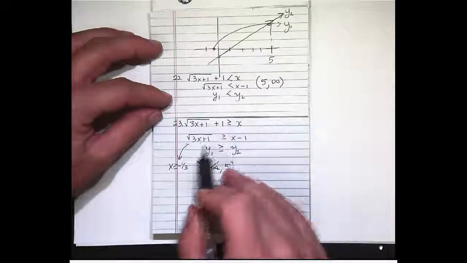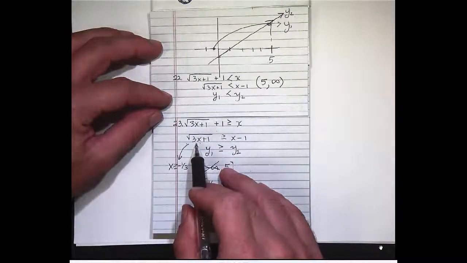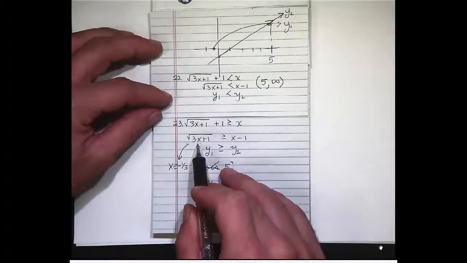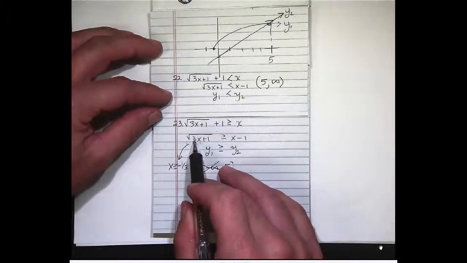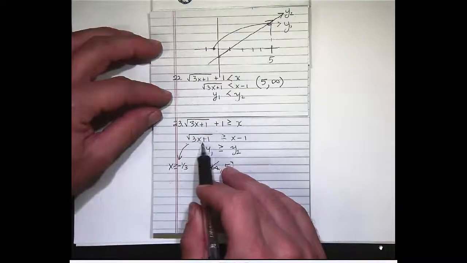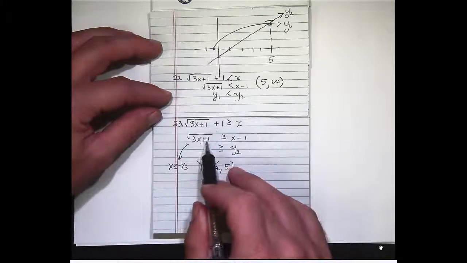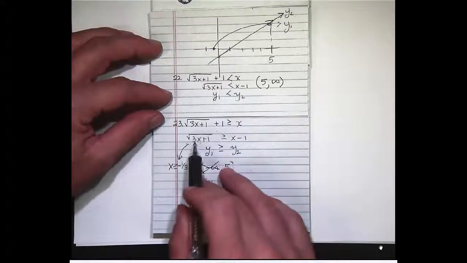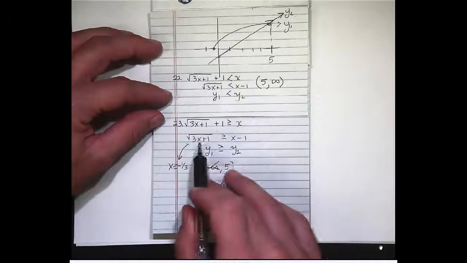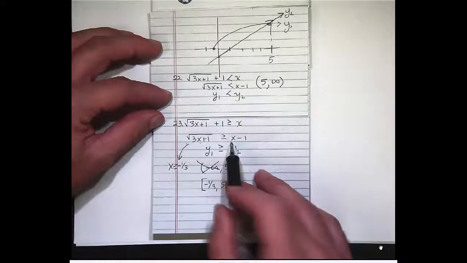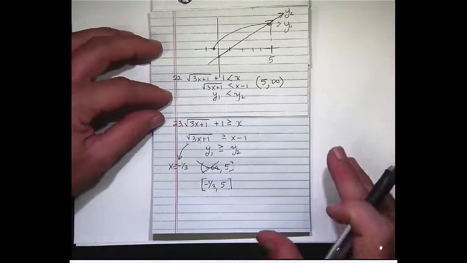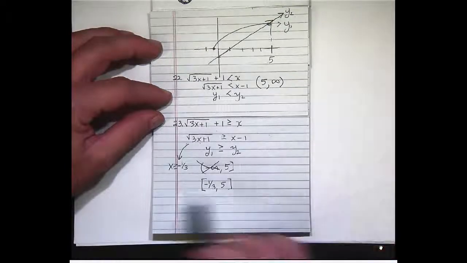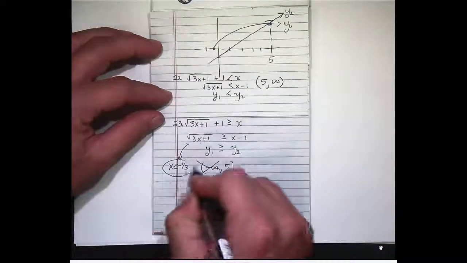Let me give you an example. If you plugged in negative 1 here, you would get 3 times negative 1 is negative 3 plus 1, which would be negative 2. Can you take the square root of negative 2? No, you can't. So this would be an imaginary number, and an imaginary number is greater than a real number? You can't even compare them. So you need to think about the relevant domain.